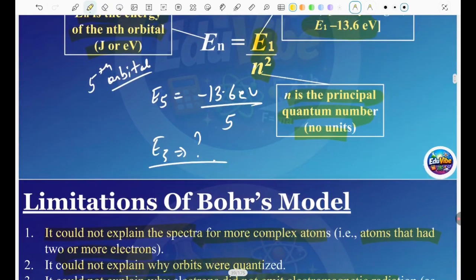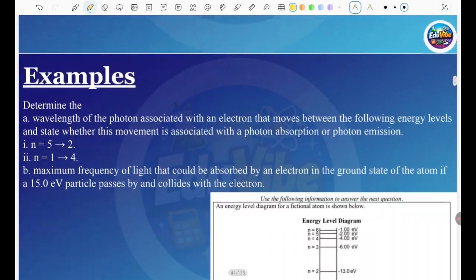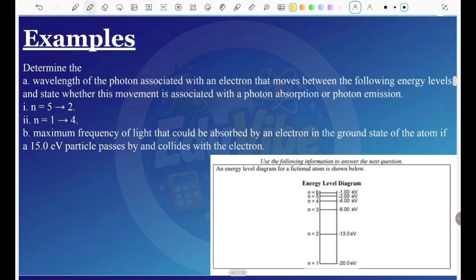The theory we have done so far in the Bohr model of the atom, you all have to know. Okay, we have an example to show how to deal with these sorts of questions. Over there we have an energy level diagram, levels 1 to 6. Determine the wavelength of the photon associated with an electron that moves between the following energy levels. State whether this movement is explained by photon absorption or photon emission. First, we find the wavelength if we go from 5 to 2.